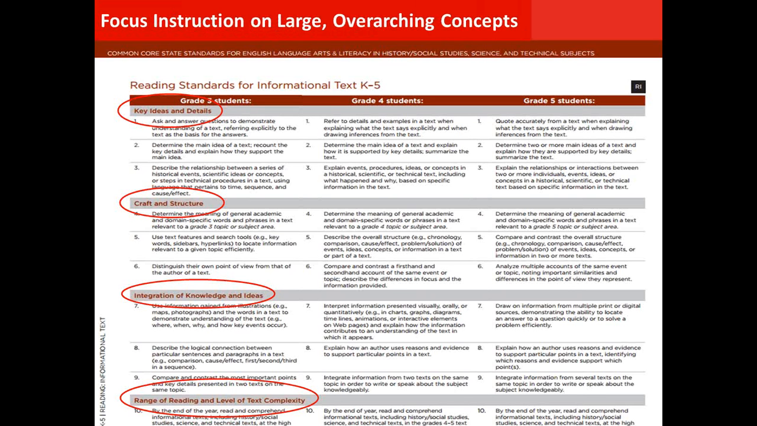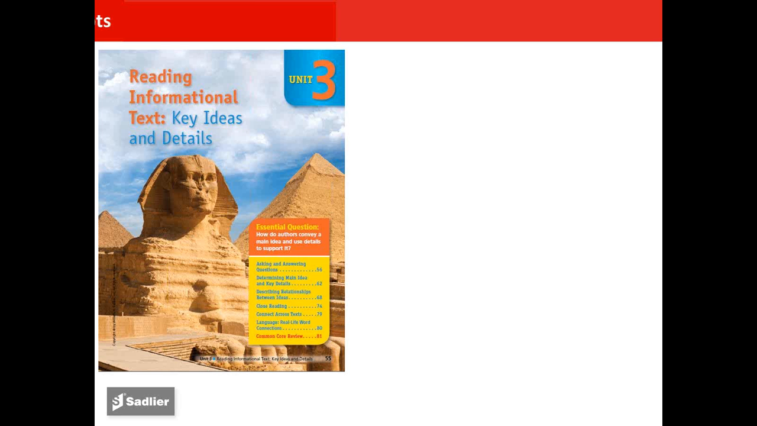An example of how teachers can focus on a larger concept in teaching is by teaching the topics of the Common Core State Standards ELA reading topics, such as key ideas and details, craft and structure, integration of knowledge and ideas, and range of reading and level of text complexity.